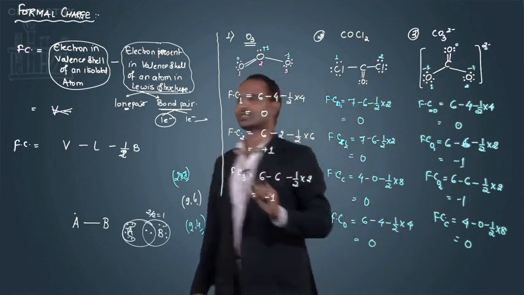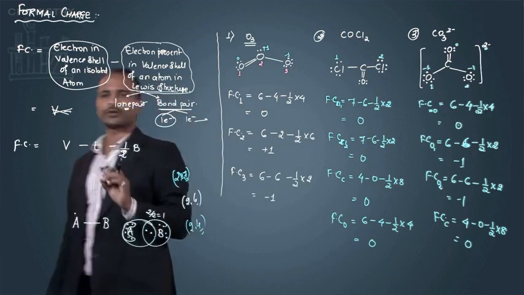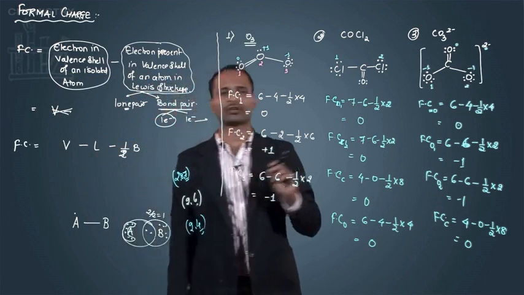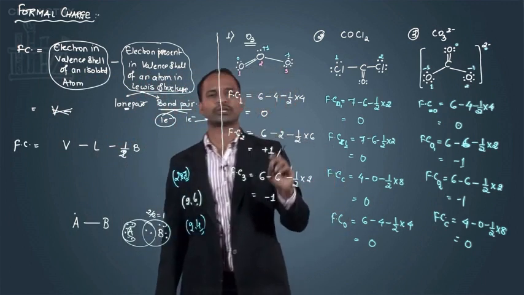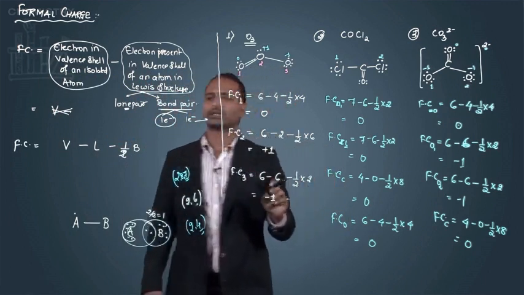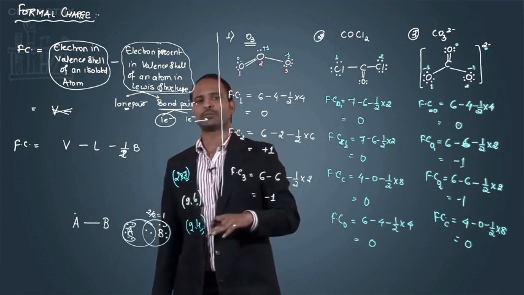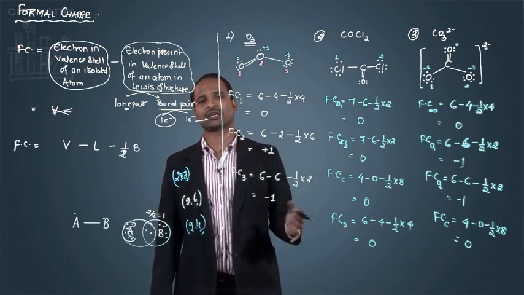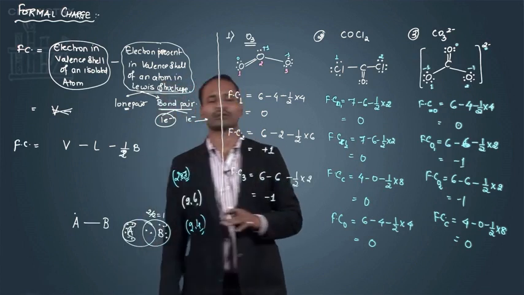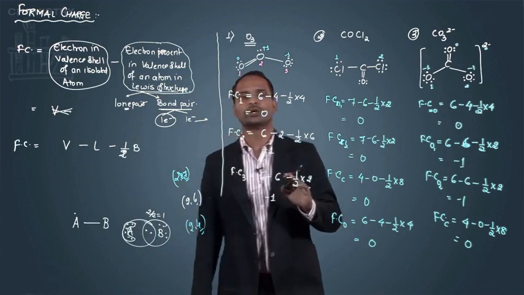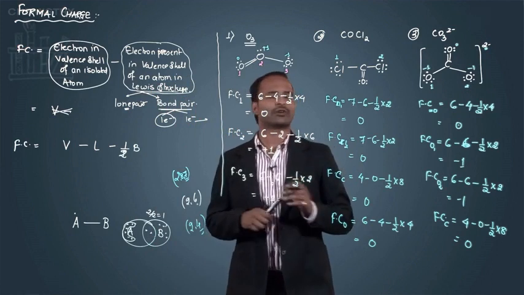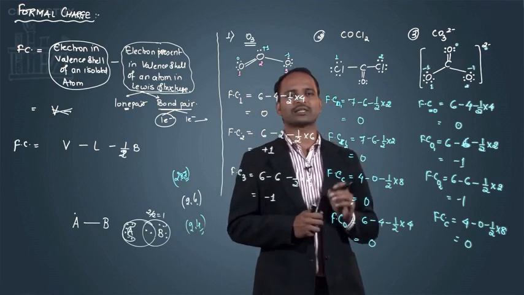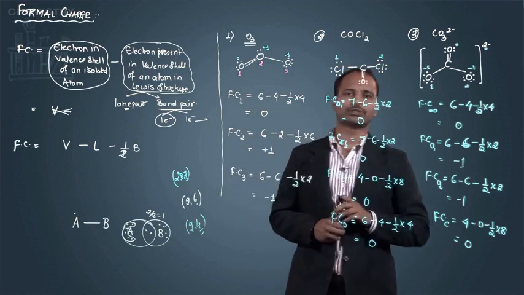So formal charge just tells us the difference between the number of electrons present in a valence shell and the number of electrons assigned to an atom in a molecule in a Lewis structure. If more electrons are assigned in a Lewis structure, then the formal charge is negative, and if fewer electrons are assigned in a Lewis structure, then the formal charge is positive. So this is the way we calculate formal charges. In exams or entrance exams, they ask questions on formal charge also.